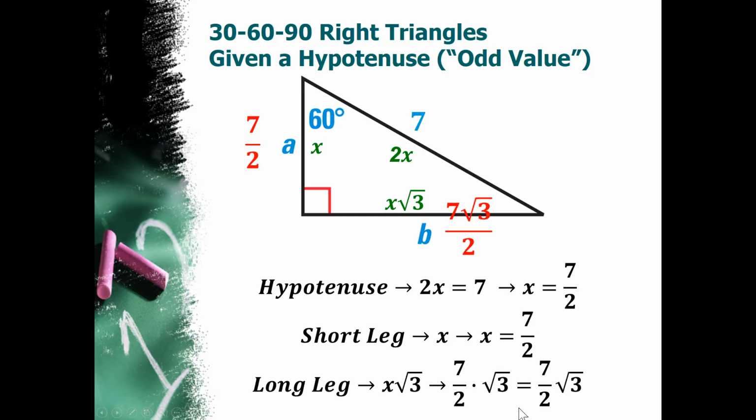Now, you might also see 7 halves root 3 written as 7 root 3 over 2. Please understand that 7 halves root 3 and 7 root 3 over 2 are the exact same fractions, because this is truly a square root of 3 over 1, which would be 7 times square root 3 over 2 times 1, which would result in this format right here. These two formats are the same answer.